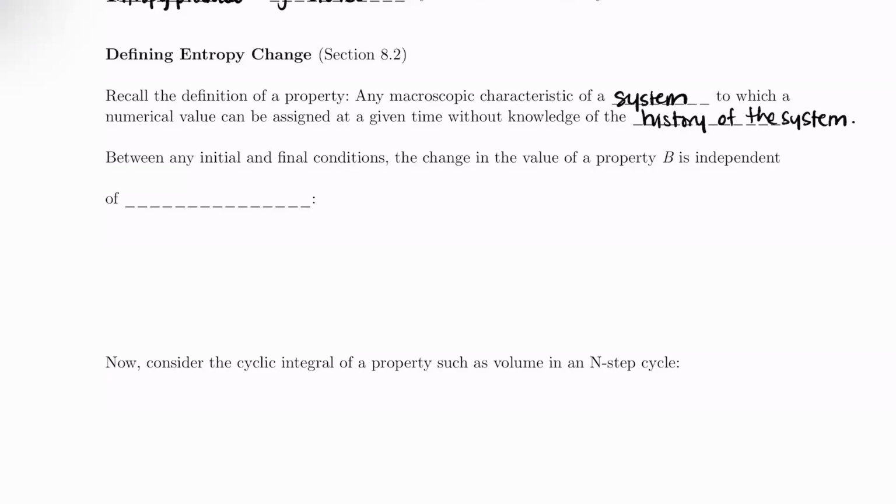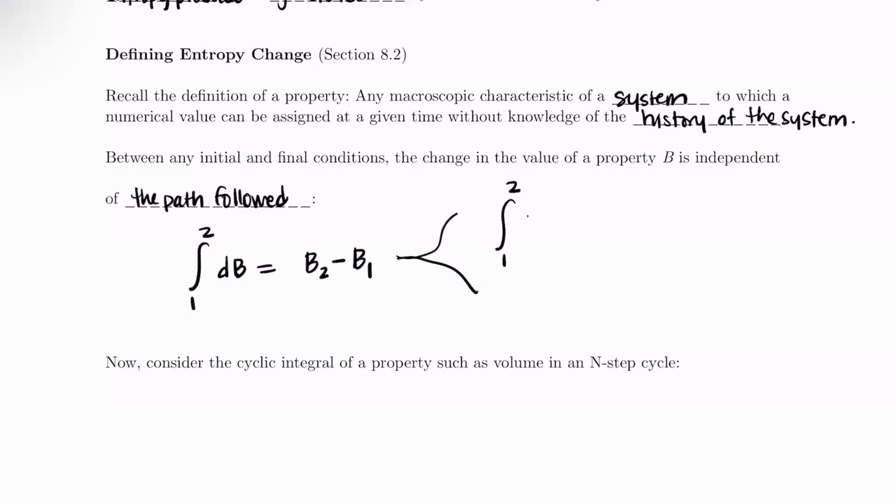So between any initial and final conditions, the change in the value of some property that I'm just going to call B is independent of the path followed. Or in other words, my integral from state 1 to state 2 of my property B is always going to be equal to B2 minus B1. A specific example of this is the integral from 1 to 2 of dV is just the volume at 2 minus the volume at 1.